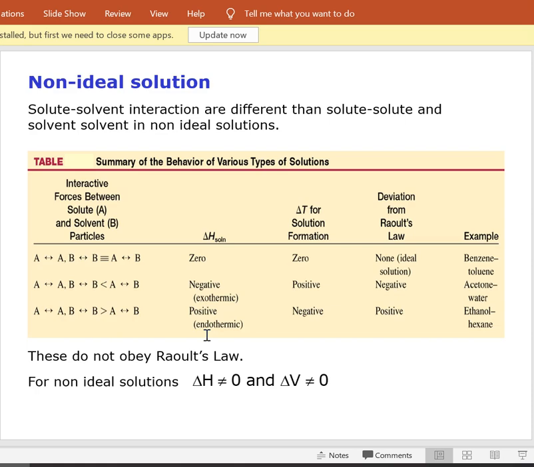Non-ideal solutions. What are non-ideal solutions? Those which do not obey Raoult's law are called non-ideal solutions. In non-ideal solutions, delta H is not equal to 0. It means the change in enthalpy is not 0. It may be more than 0. And delta V will also not be 0 for the non-ideal solution, because they do not obey Raoult's law. That is the non-ideal solution.